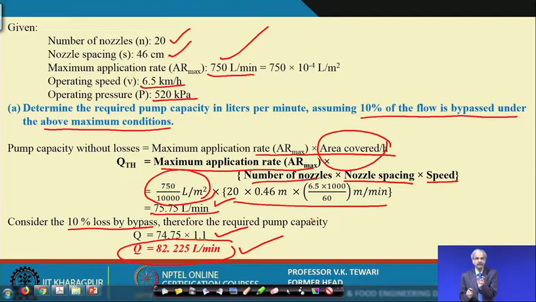When you want to find out the area covered, you must know the number of nozzles, the spacing of the nozzles and the speed at which they are moving. So, you will be able to know the area covered per unit time and the application rate. Then you will know the requirement when there is no loss from the pump. But when it is said that 10% is getting bypassed, you have to increase that amount. Actually, we get this.